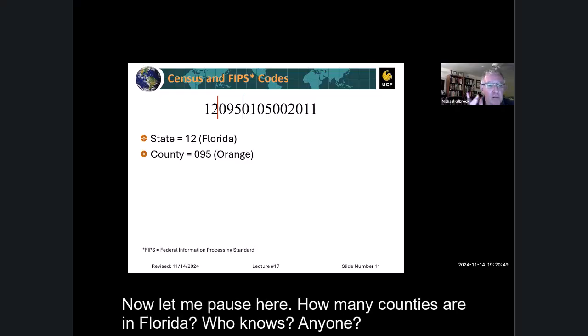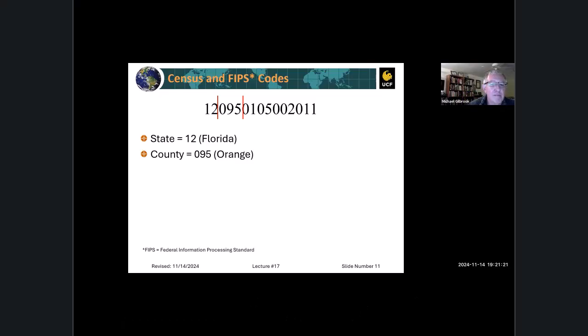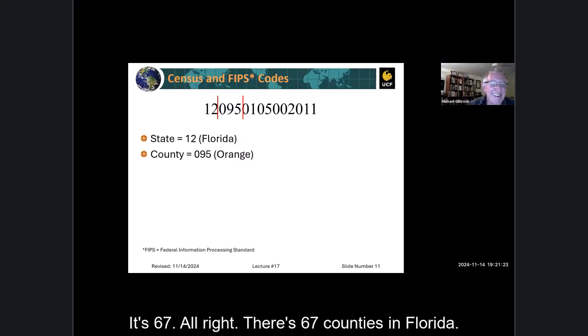Now let me pause here. How many counties are in Florida? Who knows? Anyone? It's 67. All right. There's 67 counties in Florida.